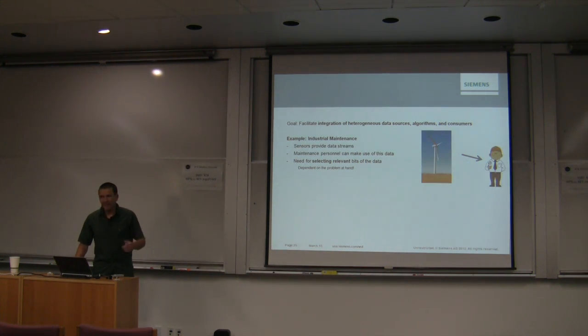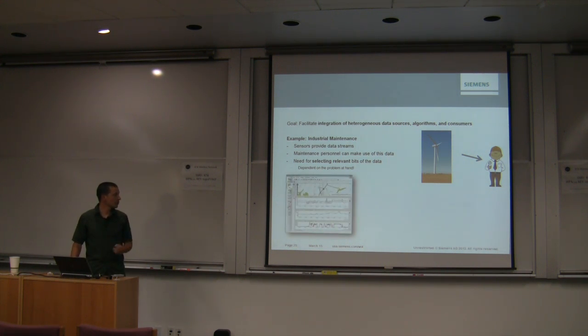The idea is that the very same system I have just sketched for healthcare could also be used, for example, for industrial maintenance of machines. If you have a wind turbine, you would also have a couple of sensors that could be integrated and used to find out about the performance or the well-being of a machine. And we use this as an integration layer for different sensors out in the field.